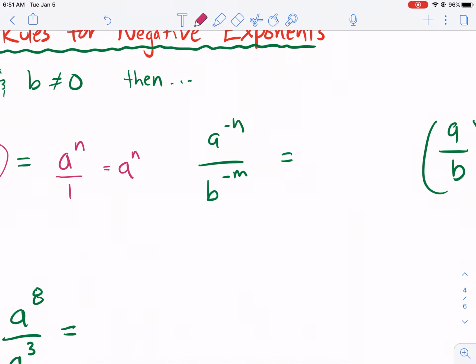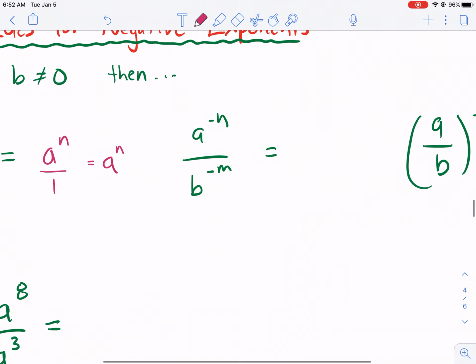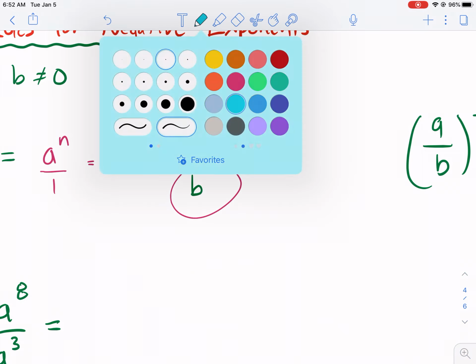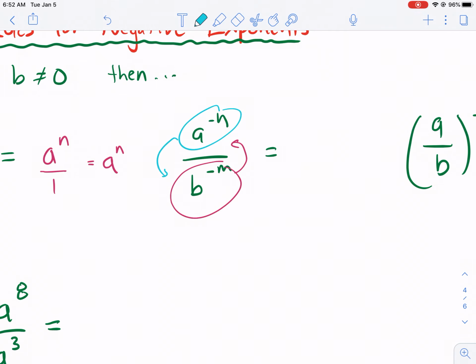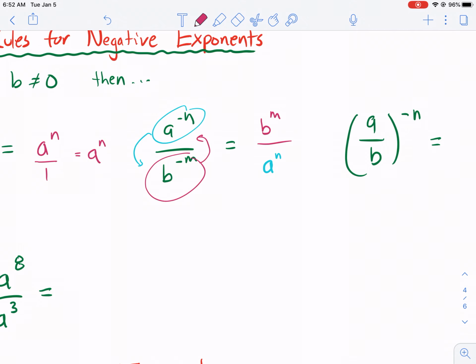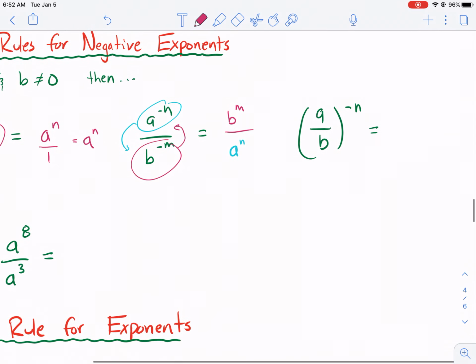Let me demonstrate it with the next one. A to the negative n over b to the negative m. What happens is, just as I said, if it's a negative exponent in the bottom, it's going to move to the top. If it's a negative exponent in the top, it's going to move to the bottom. So this is going to be a to the n in the bottom. In the top, we have b to the positive m power. So see how they just flip like that? That's kind of the trick of negative exponents.